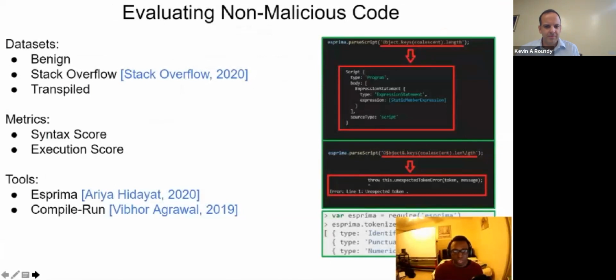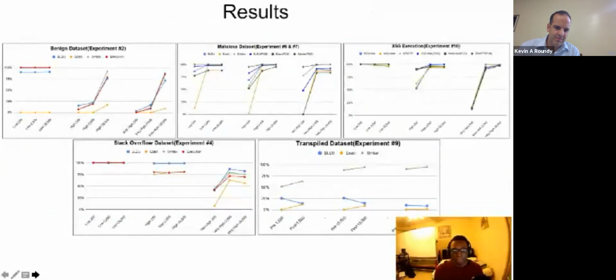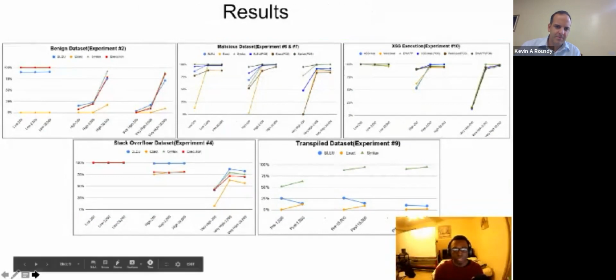To evaluate the syntax and execution of non-malicious code, we use the Esprima and vm Node.js libraries. To evaluate the syntax and execution of malicious code, we use different penetration testing websites. From our experiments, we learned that we could generate executable code with high accuracy given a dataset size of 2,000 to 20,000 entries.